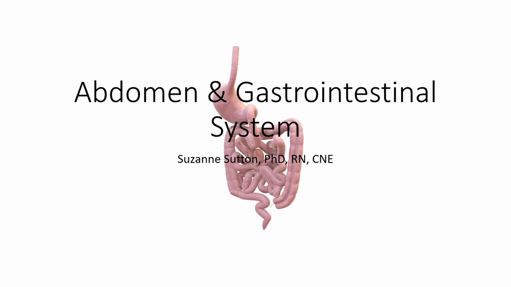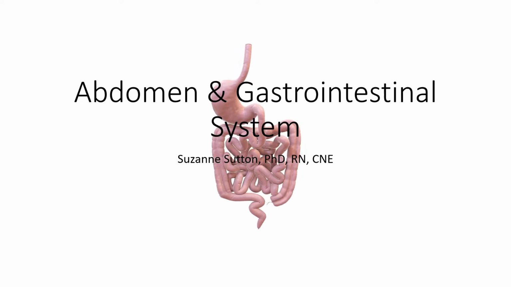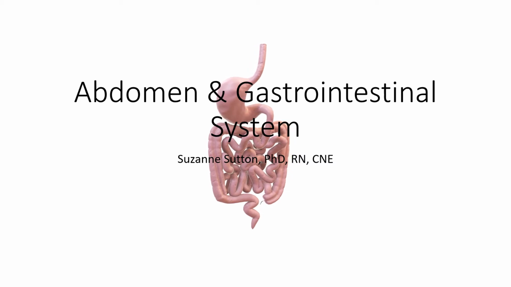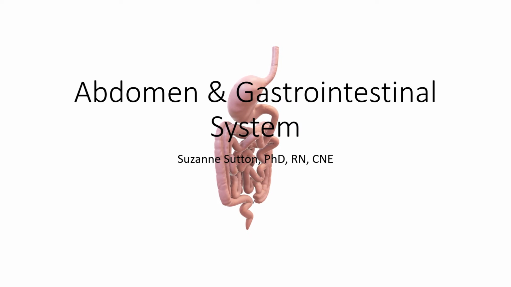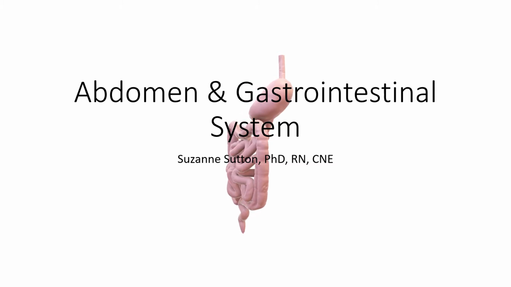Remember, there's a lot of organs that are in the abdominal cavity that are not specifically related to the GI tract, which is, remember, mouth to anus. It may also include liver, pancreas, kidneys, uterus, bladder. So we're going to include some of that information in this lecture.